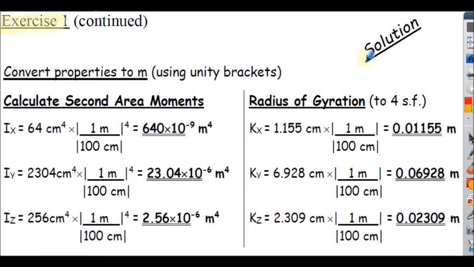And exercise 1, solution continued. Now we're converting our properties from centimetres to metres, or centimetres to the 4 to metres to the 4. Again, I'll let you review the slide at your own pace.